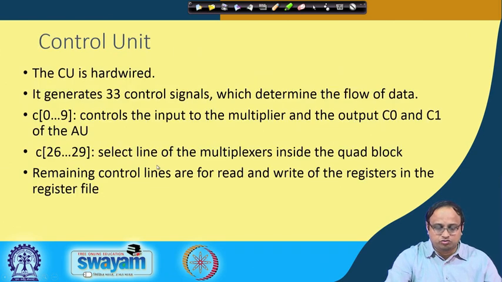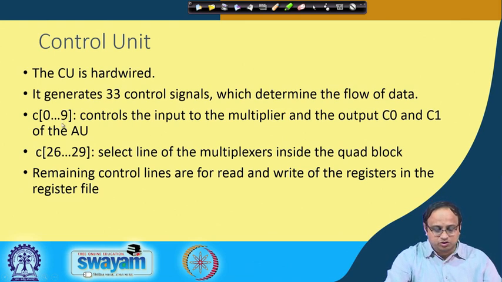So, now you have a controller, and the controller is essentially a hardwired unit. That means you can change the control unit values as well. It generates 33 control signals, and you can reprogram the control unit for other kinds of operations as well. So it is programmable, and the objective of these control signals is to determine the flow of data.